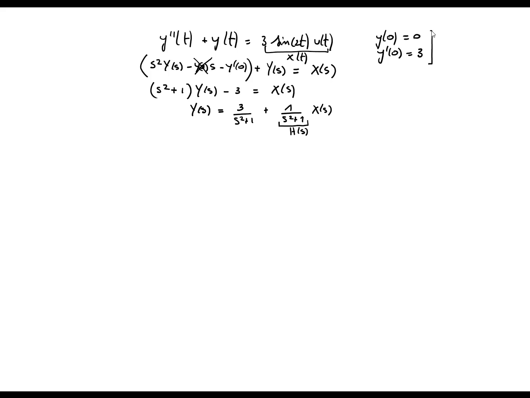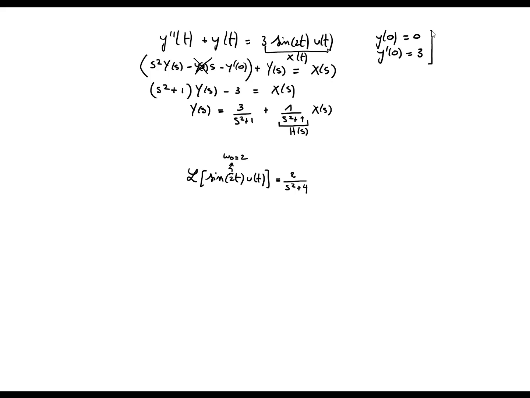So we can have a look at the Laplace transform of sine 2t u(t). So here omega 0 is equal to 2. So the Laplace transform will be omega 0 over s squared plus omega 0 squared. So it's 2 over s squared plus 4. So what we obtain is the following relation.